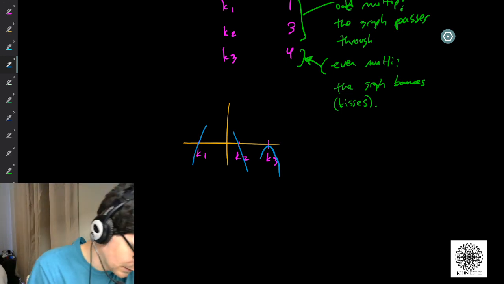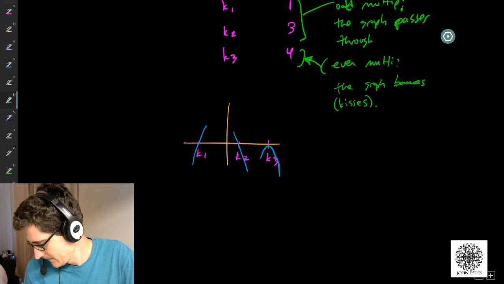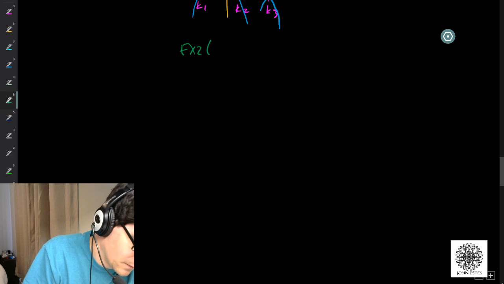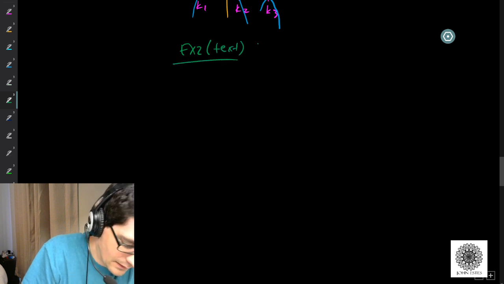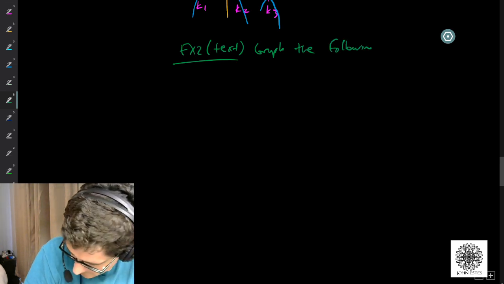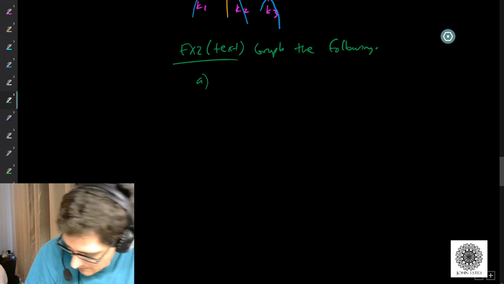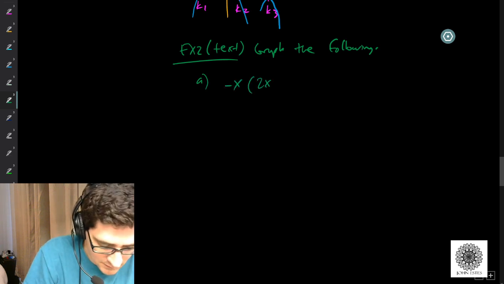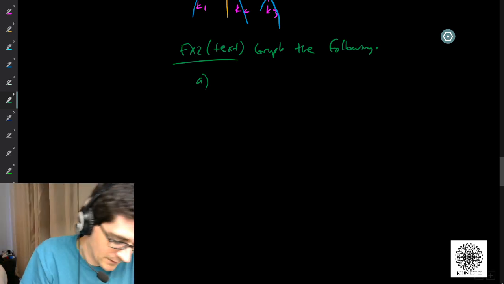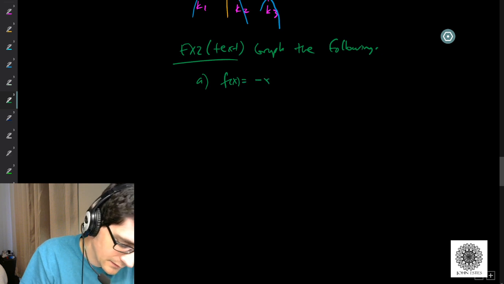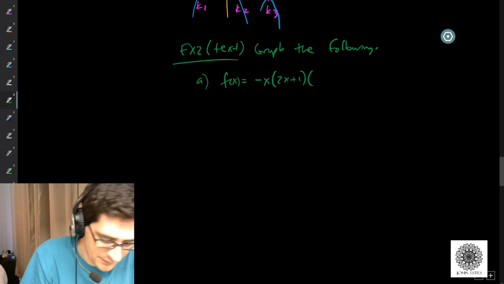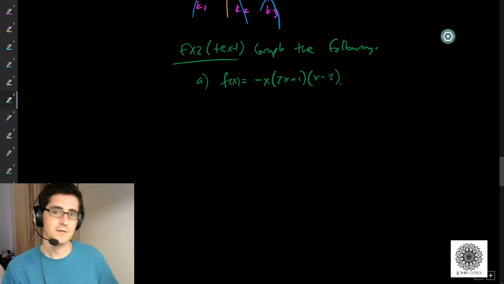All right, and we can check ourselves if we need to on Desmos. Okay, so this is actually example 2 from the textbook, and it says graph the following. All right, let's start with A. Let's say we have f of x equals negative x times 2x plus 1 times x minus 2. And I want to sketch a graph of this.